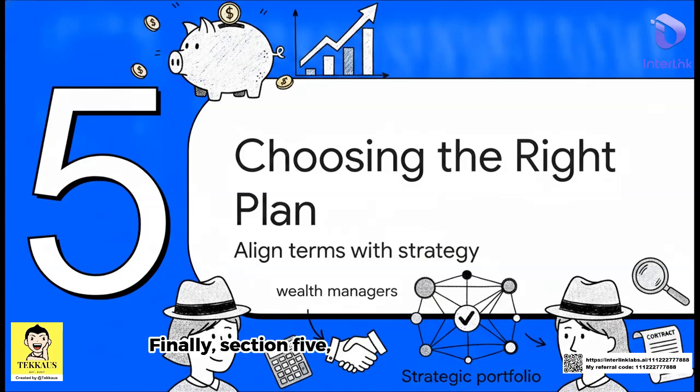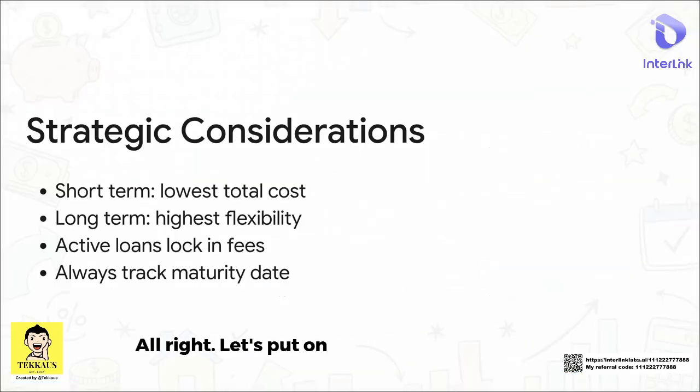Finally, Section 5, choosing the right plan. Let's align these terms with your strategy. All right, let's put on our wealth manager hats. Picking a plan is always a trade-off between cost and time. The 30-day plan gives you the lowest overall cost, perfect if you need short-term bridge liquidity and can pay it back quickly. On the flip side, the 90-day plan charges a slightly higher premium, but man, it buys you maximum flexibility and breathing room if the market gets choppy.